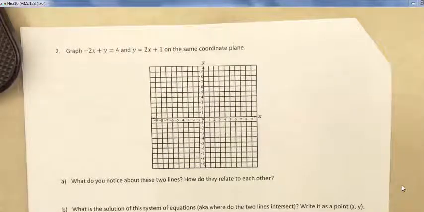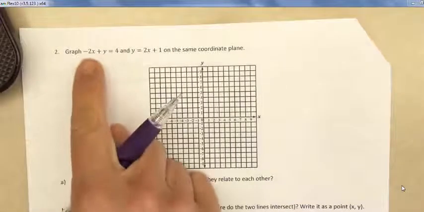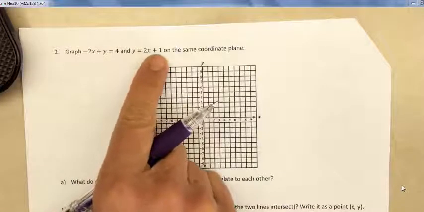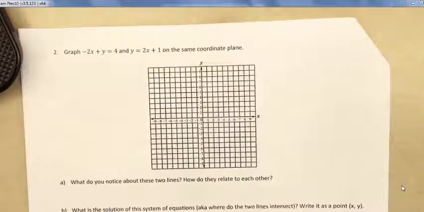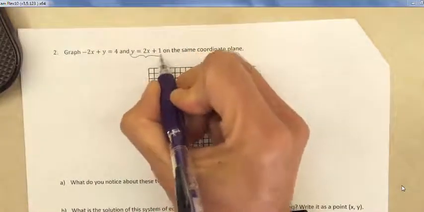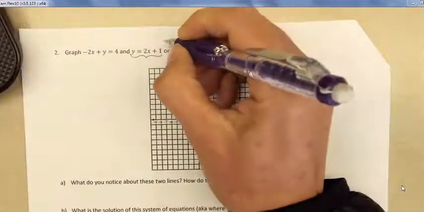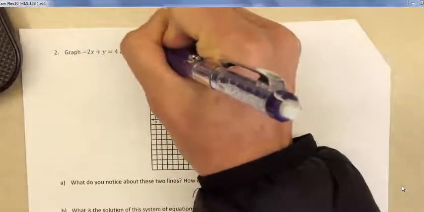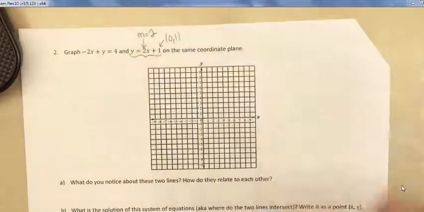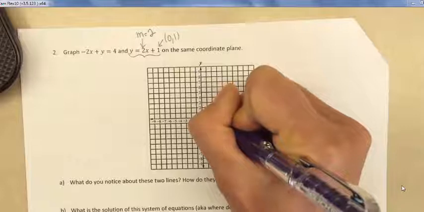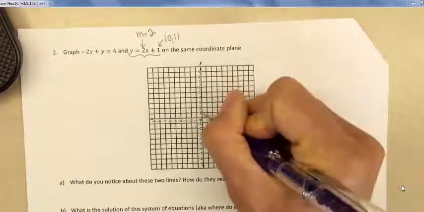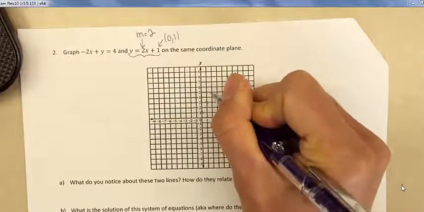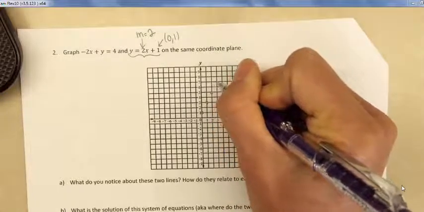So what happens when we graph? Let's see. Negative 2x plus y equals 4, and y equals 2x plus 1. We're going to graph those on the same coordinate plane. The second equation is pretty simple to graph, right? I can see that I've got a y-intercept of 0, 1, and a slope of 2. So I'm going to graph that one. From 0, 1, I'll go up 2 and over 1, and I'll do that a couple times to make this as exact as possible.